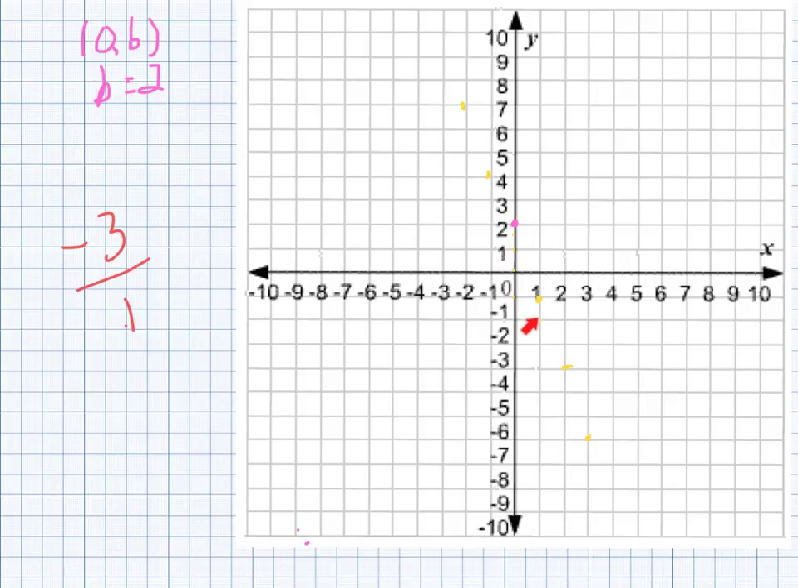And then the next point would be 1, 2, 3 down, and 1 over. And I would keep doing that, and I can plot my points. And when you go up, though, you have to work backwards to do the same thing.